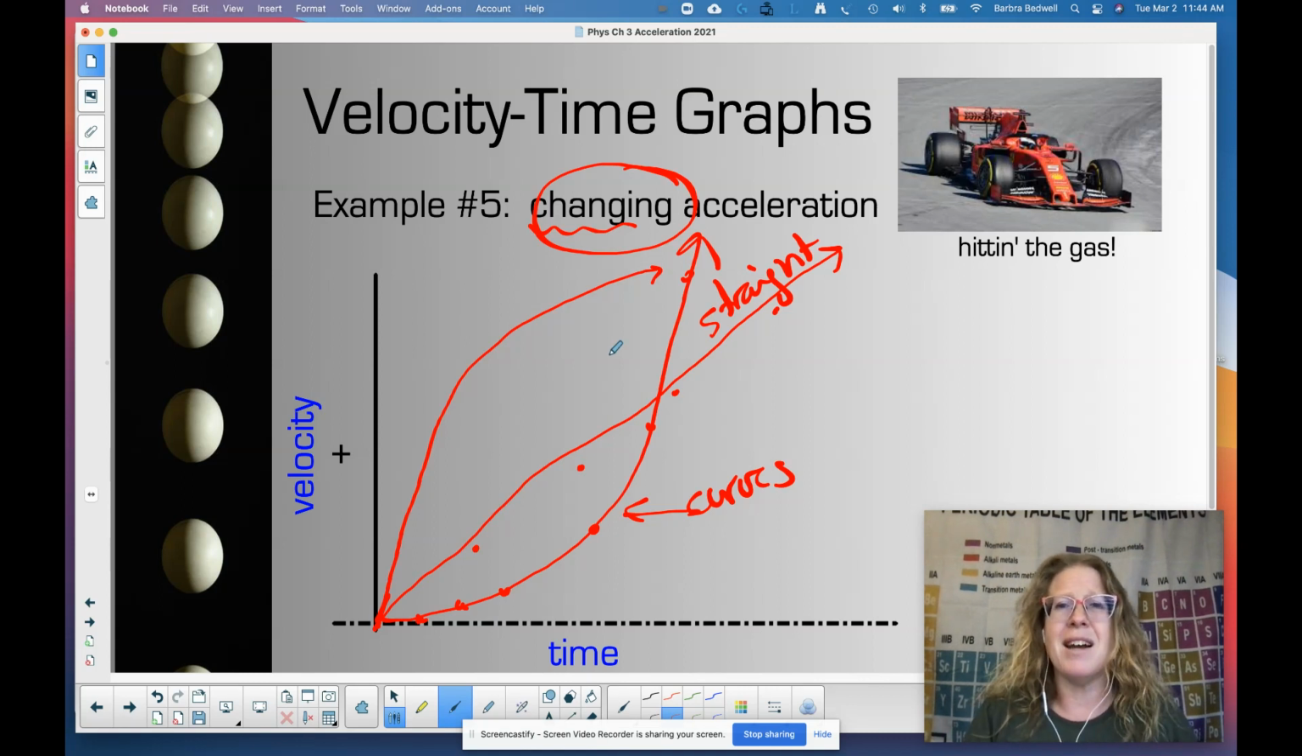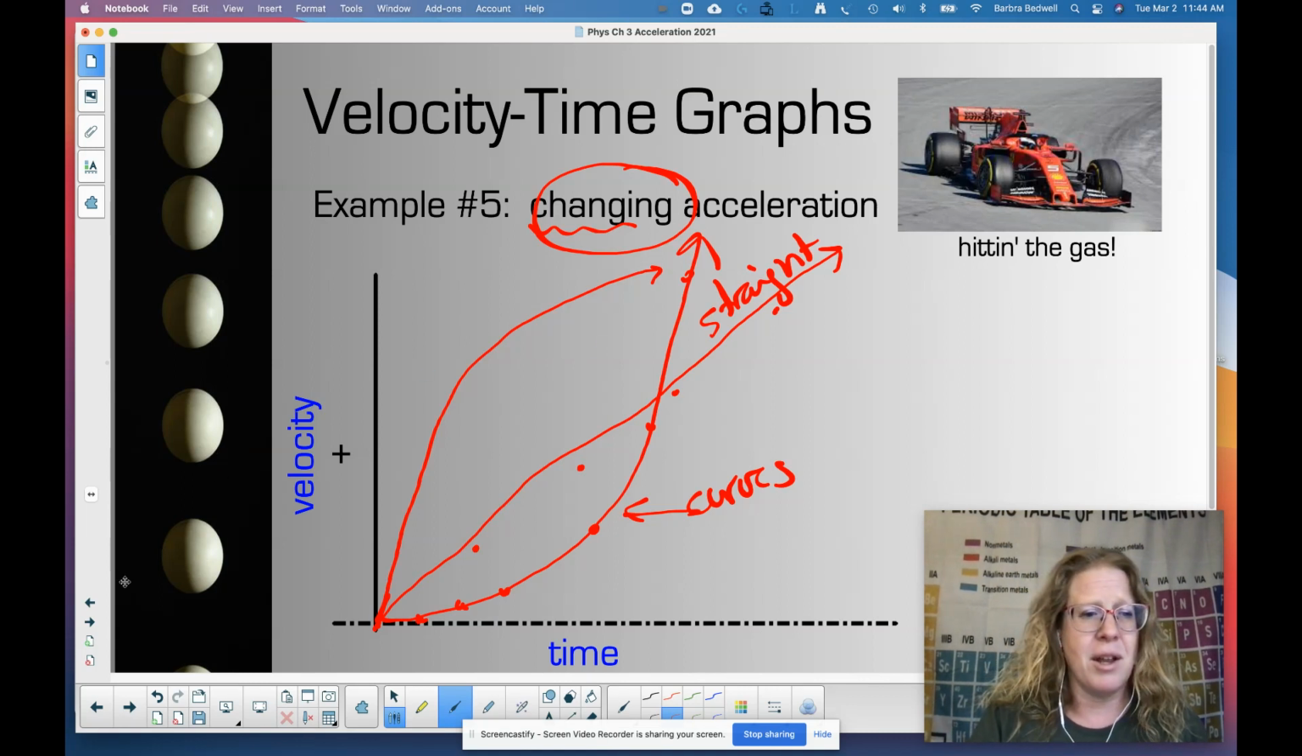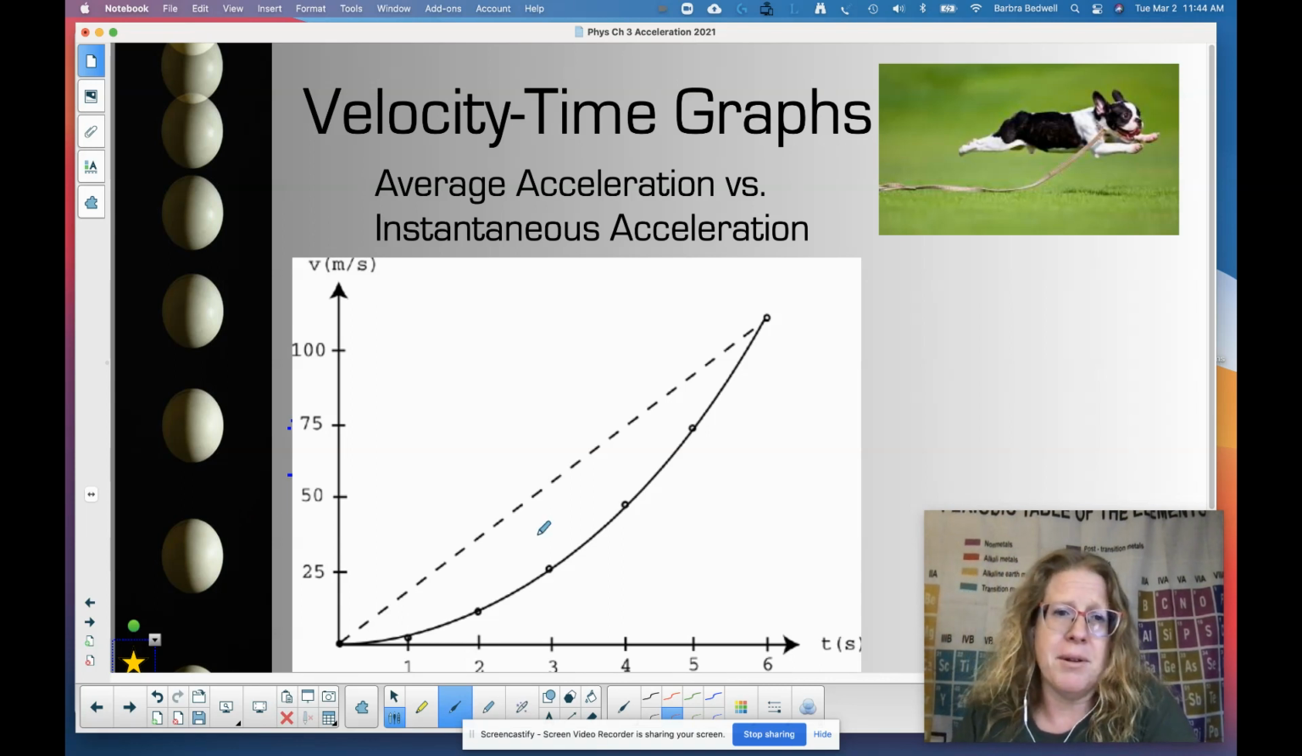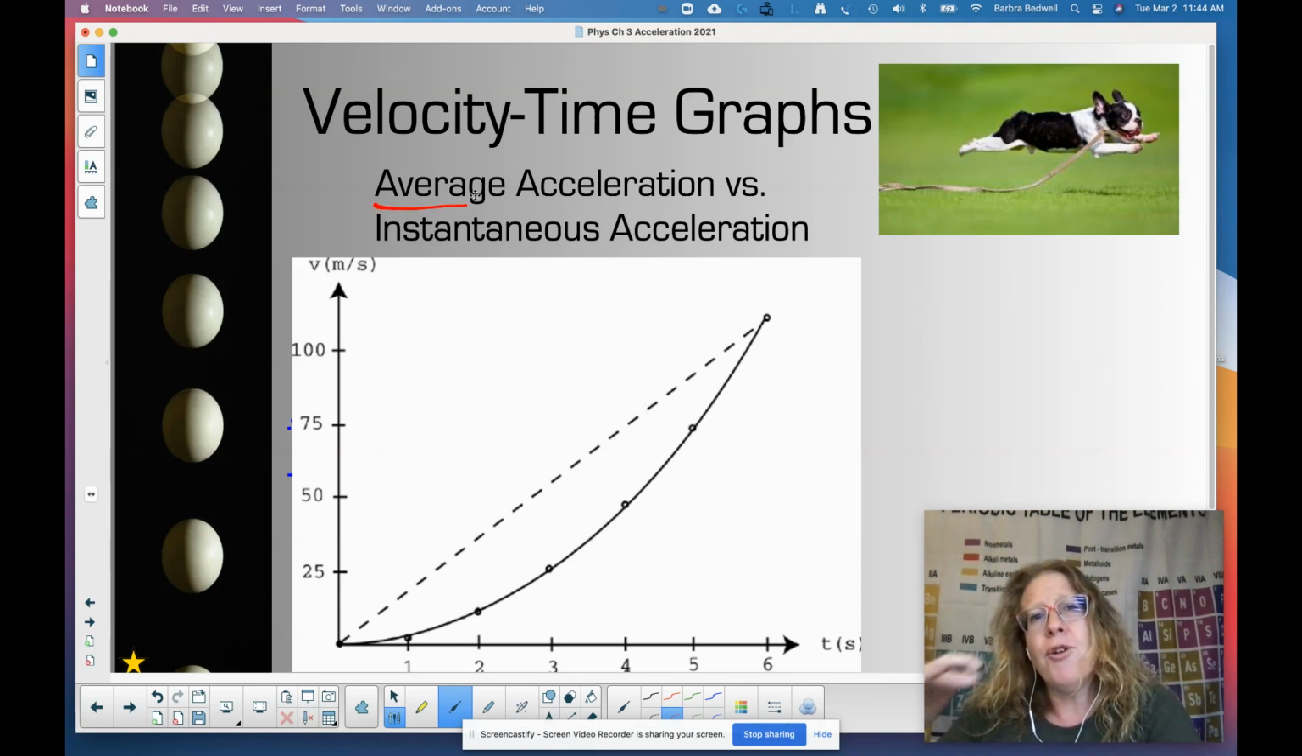So we don't have the nasty calculus that goes along with changing acceleration. So this brings us up to our last comment in this particular thing, the difference between average acceleration and instantaneous acceleration. So average acceleration is over a time interval. So if we have changing acceleration, we have a couple of different ways that we can deal with it in a physics at this level without calculus.